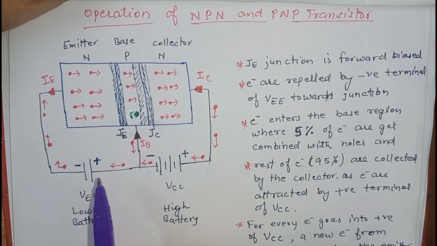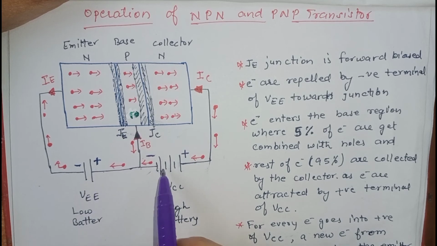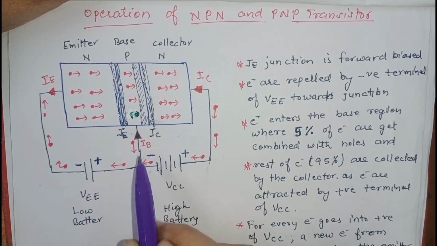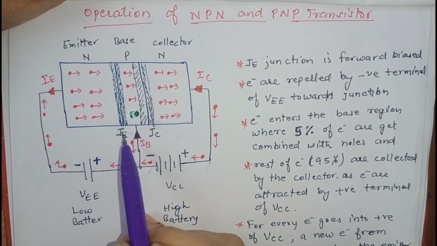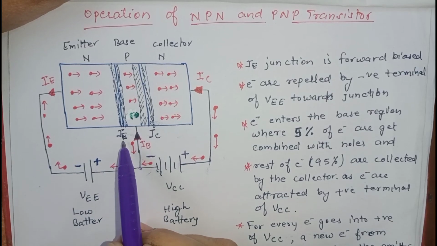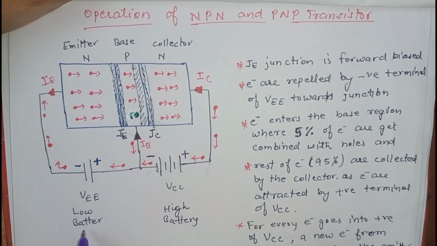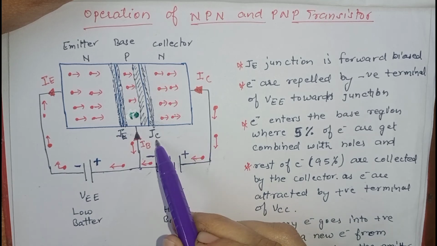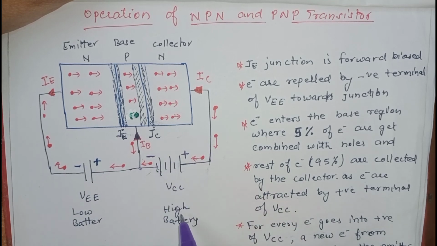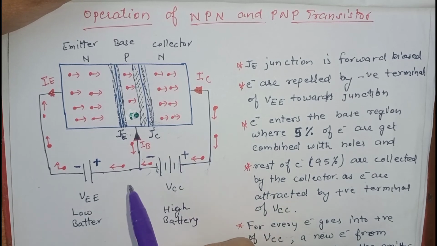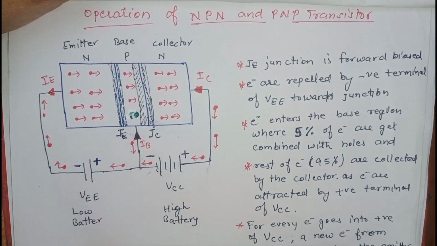Here we can see that this positive terminal and this negative terminal are tied up with the base. As this junction is forward bias, a low battery is enough here, and this junction is reverse bias, so we will use a high battery here. Now we will start the operation of transistor.